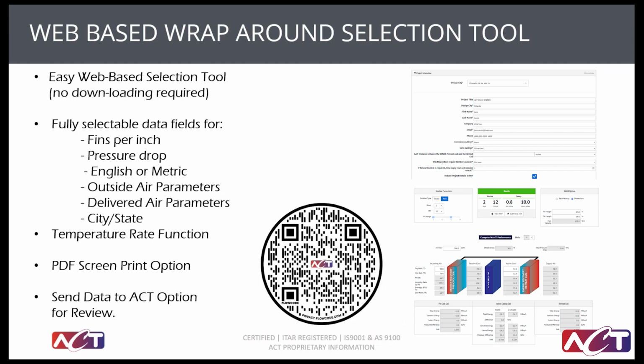It's an easy web tool. And all you have to do is list some of these parameters: fins per inch. The pressure drop is automatically calculated. If you're in Europe, you might want to select metric for more familiarity with the numbers that are being produced. And you need your outside air, as we showed earlier, delivered air parameters. And in the area that you're going to enter in your project info, you're going to bring city and state and other things that are relevant. So let's go through the actual tool itself.